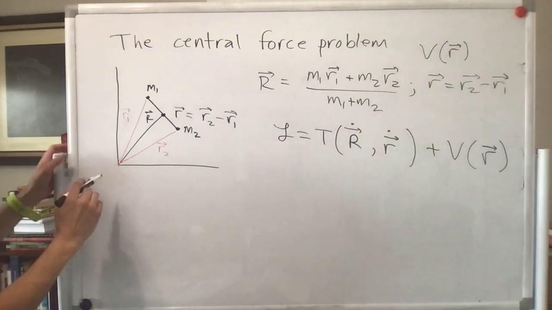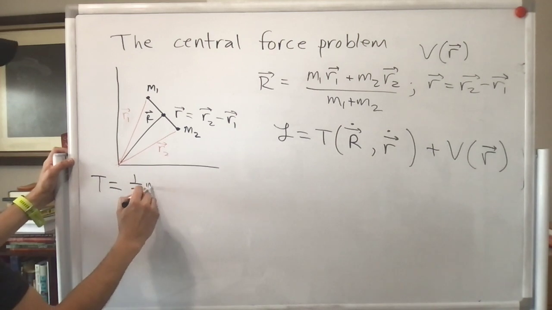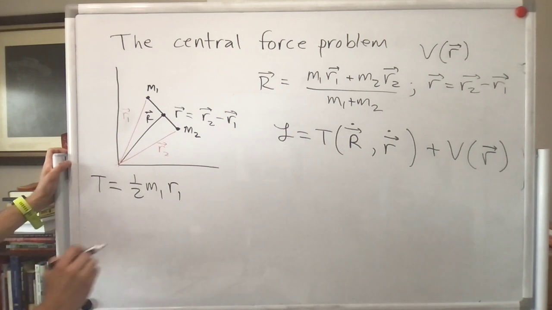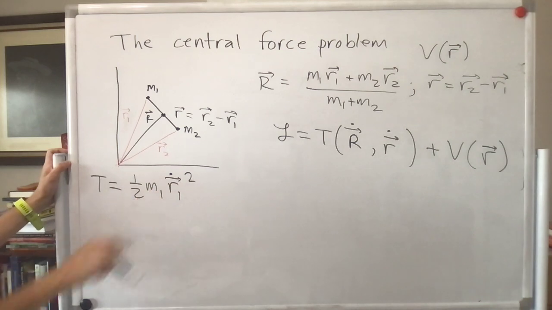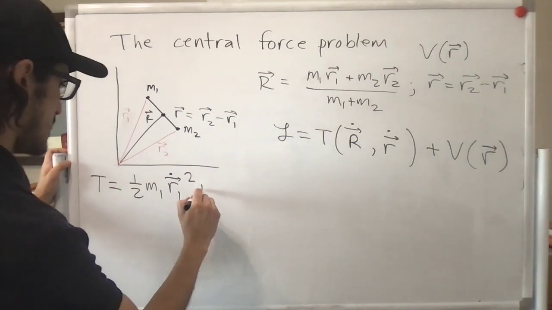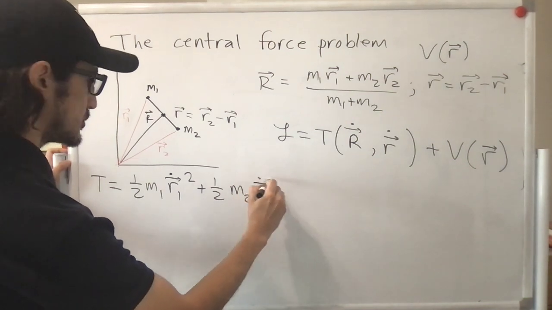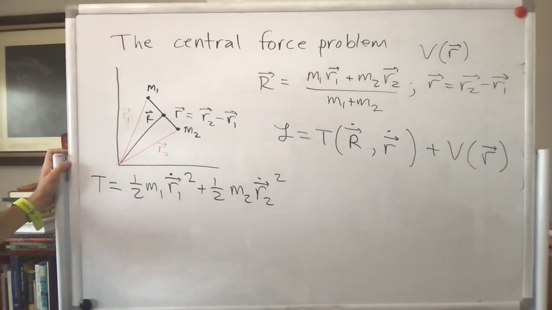So the kinetic energy is going to be 1/2 of m1 r1 dot squared plus 1/2 m2 r2 dot squared. So let's look at this construction now.